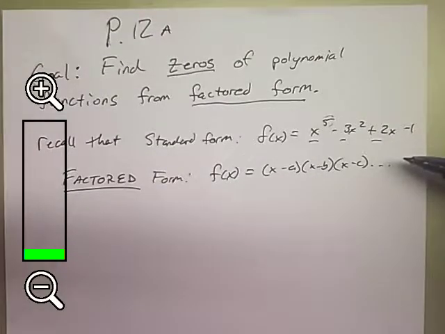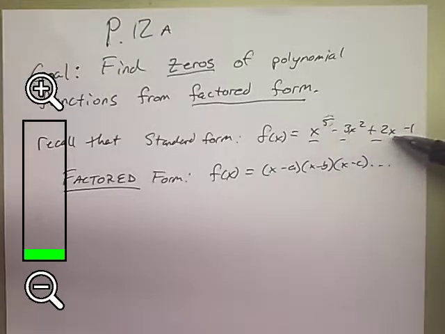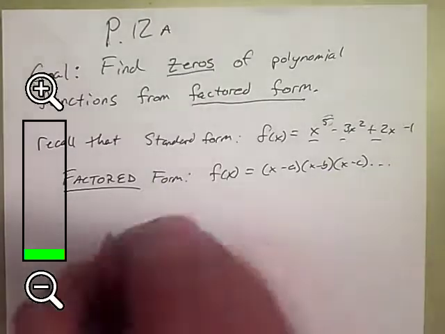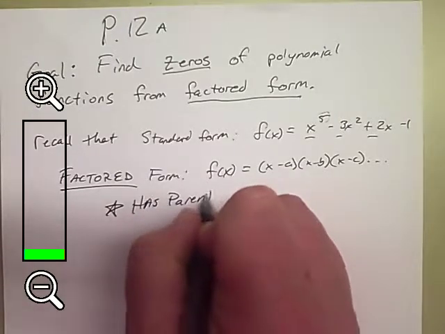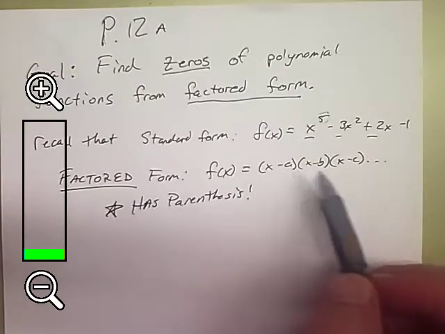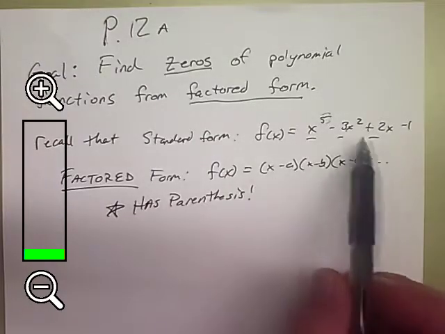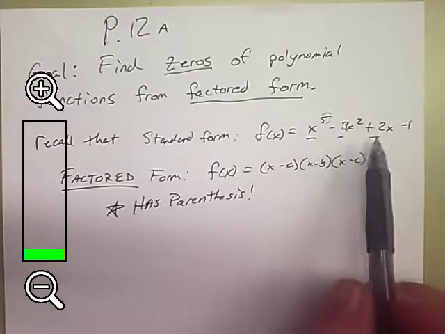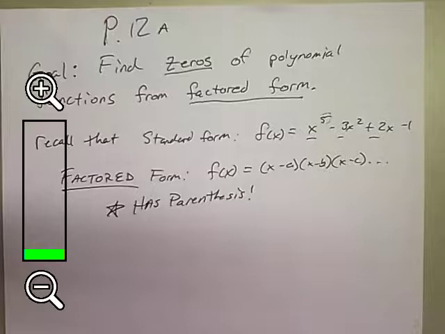Now, let's take a look. What's the key difference that you see between standard form and factored form? Well, the standard form is all written out and has individual terms. Factored form, the big key difference here, has parentheses. I can see these parentheses where we're multiplying these different terms together, and if we were to multiply all these out, we would end up with standard form. So here this is factored form and this is standard form.